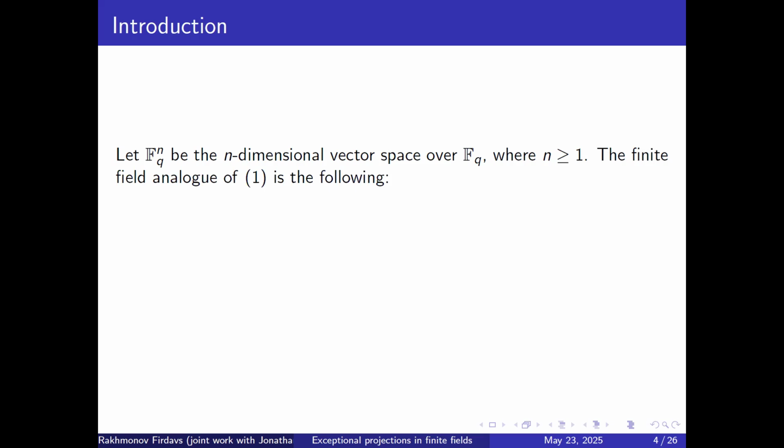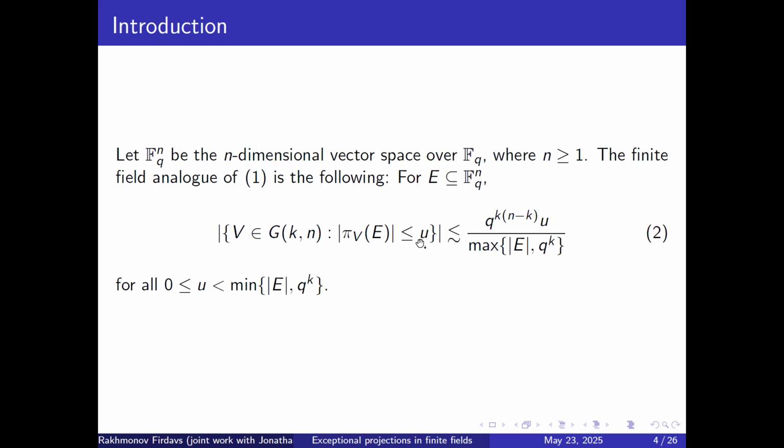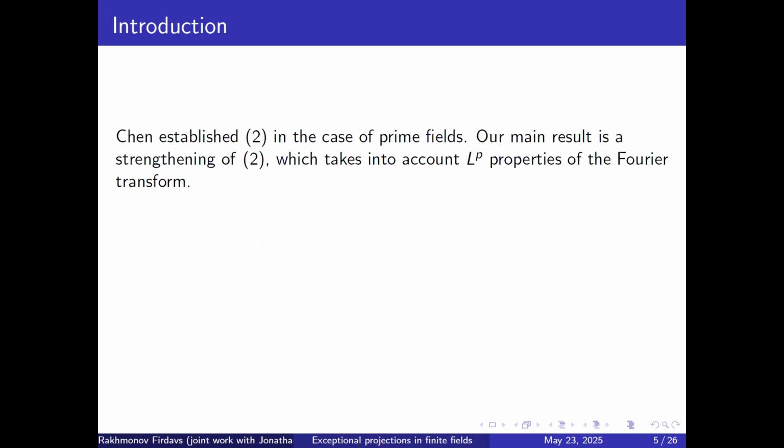So the finite field analog of that bound is this. We would like to estimate the exceptional set in this way. Again, what is the exceptional set? It is basically the set of all k-dimensional subspaces for which the orthogonal projection is small. And here, q to the k(n-k) is basically the size of the Grassmannian. I will give more details later. So this is the finite field analog of Marstrand's projection theorem. Chen established this result in the case of prime fields.